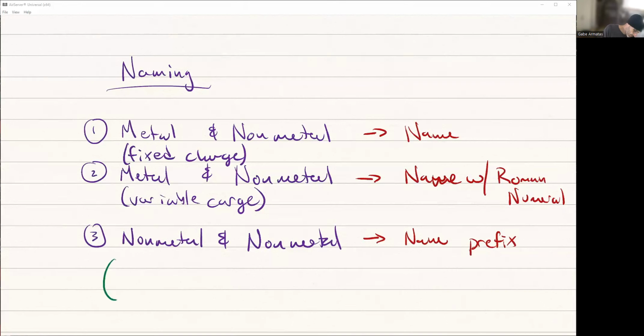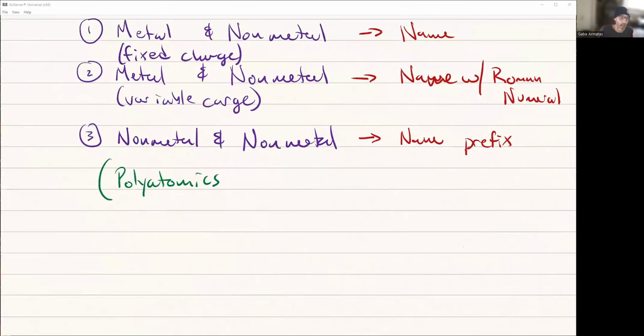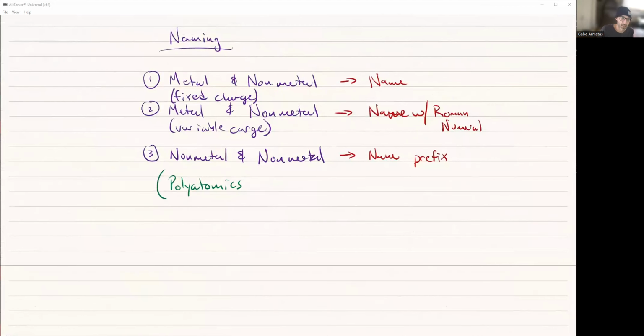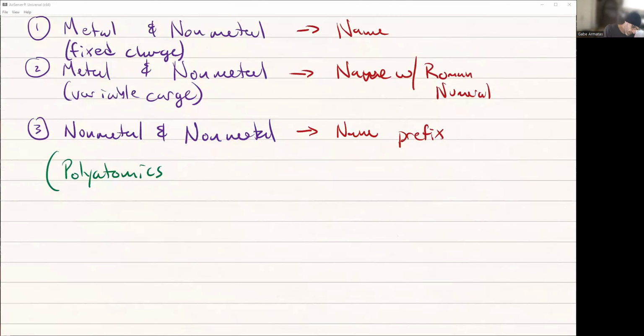The one adjustment to this is polyatomics. Polyatomics are sets of ions that basically always have a certain charge. So polyatomics are just going to have their names present. Whenever you identify a polyatomic, we are just simply going to name based on the polyatomic.